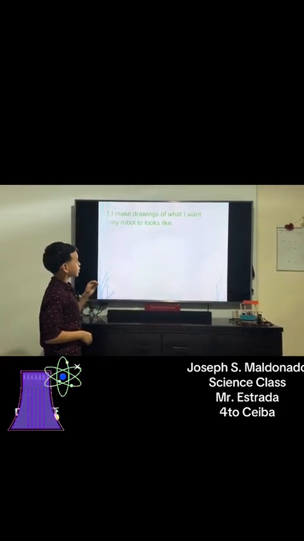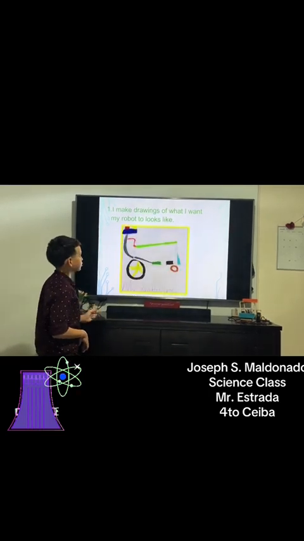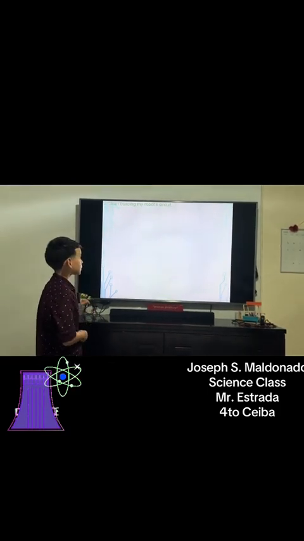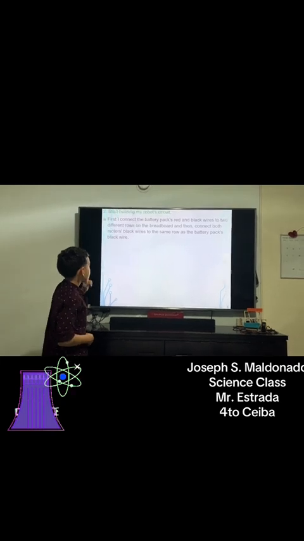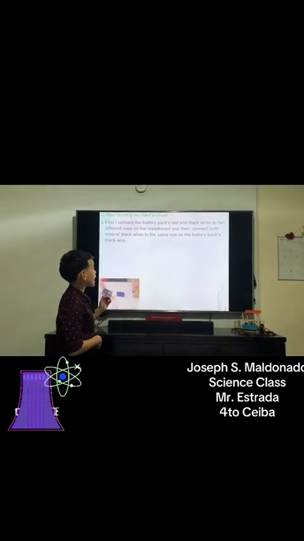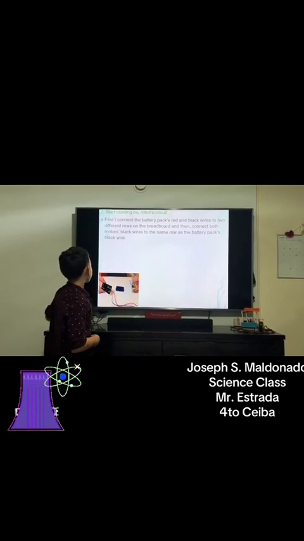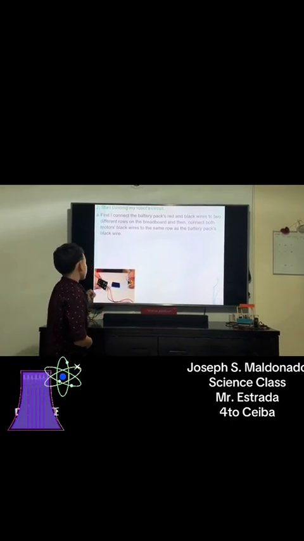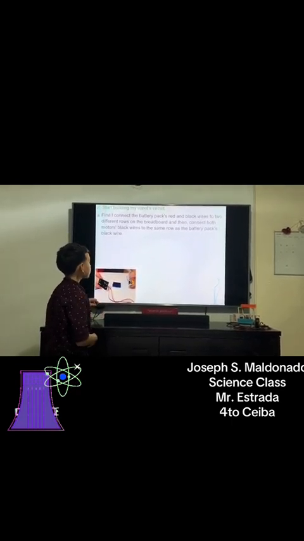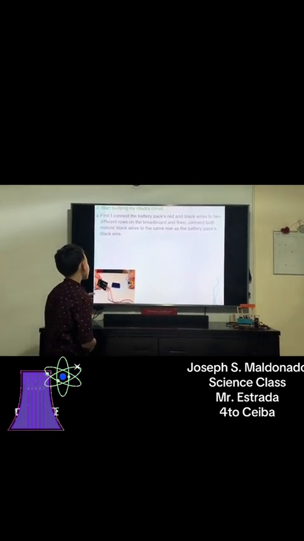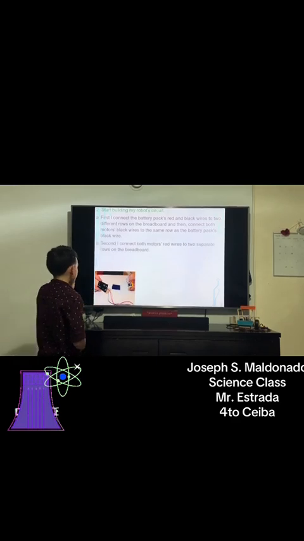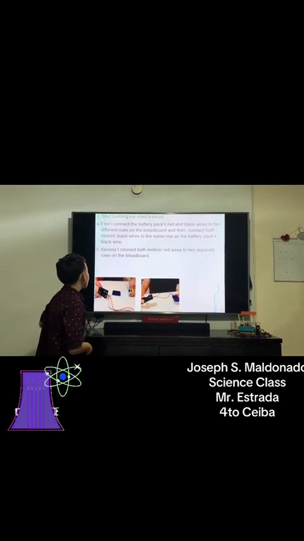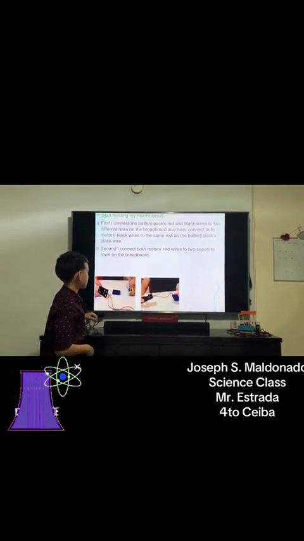I made drawings of what I want my robot to look like. Start building my robot circuit. I connected the battery pack's red and black wires to different rows on the breadboard and then connected both motors' black wires to the same row as the battery pack's black wire. Second, I connected both motors' red wires to separate rows on the breadboard.